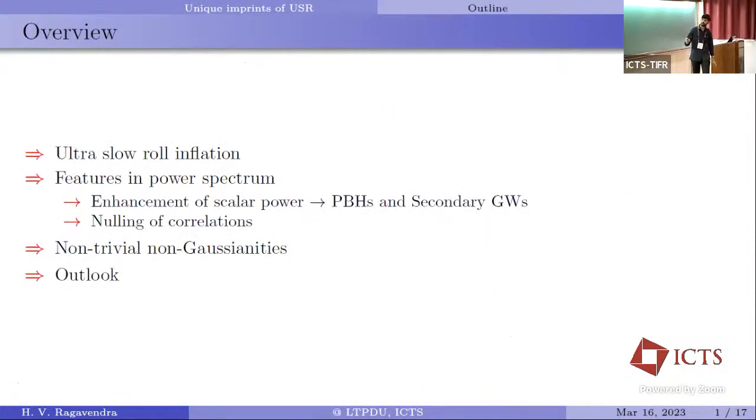So this is the outline of my talk, where I will first briefly introduce what ultra slow roll inflation is, how it is defined at the background level. Then I will discuss the all promising features of primordial black holes and secondary gravitational wave production arising from the enhancement of power spectrum on small scales. Then I will focus on something unique that happens only in ultra slow roll models, which is the nulling of correlations. And I will focus more importantly about the non-trivial higher order correlations, particularly the non-gaussianities arising from the 3-point correlations in these models. Lastly, I will summarize with a brief outlook of the results.